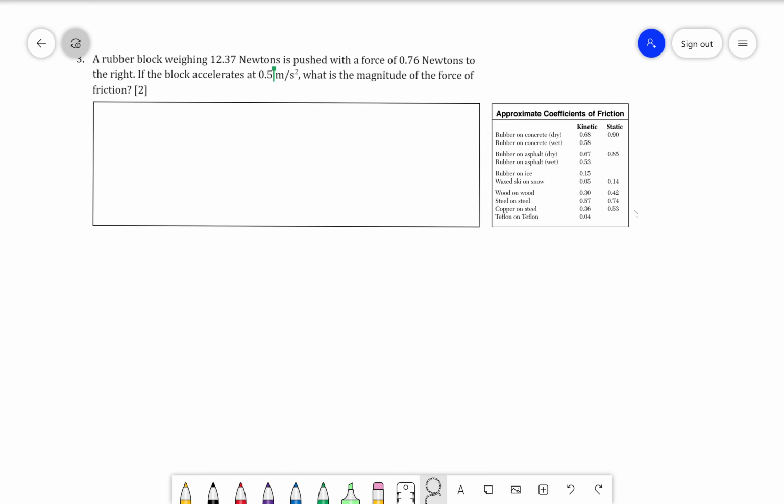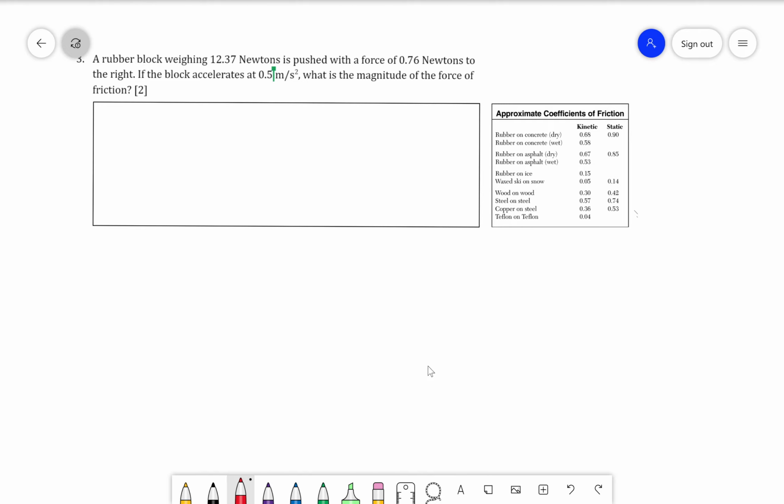So this question says a rubber block weighing 12.37 newtons is pushed with a force of 0.76 newtons to the right. If the block accelerates at 0.5 meters per second squared, what is the magnitude of the force of friction? Okay, so let's write down what we know.